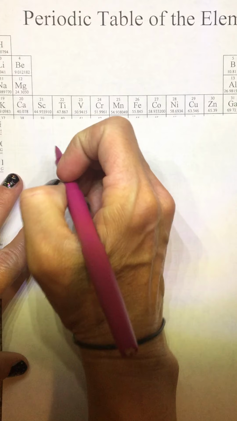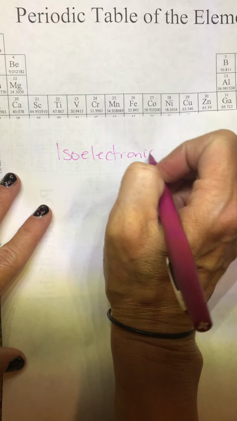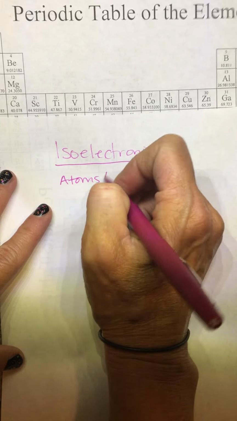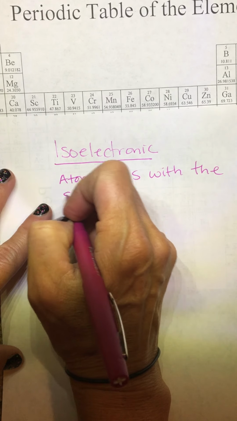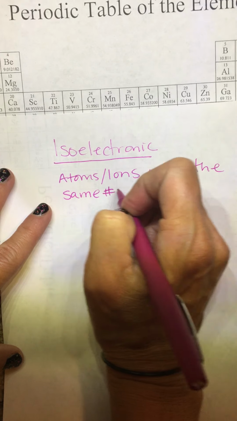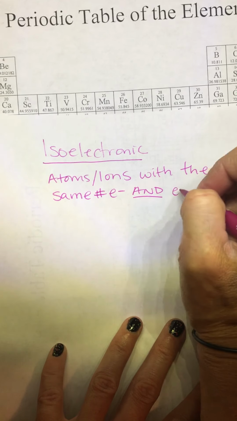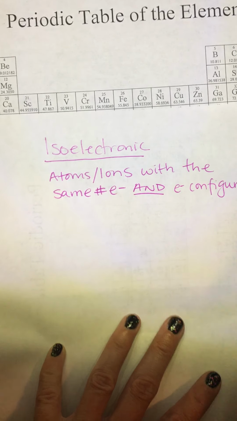So here is our periodic table, and I just want to do some isoelectronic examples. So again, isoelectronic, when we hear that word, that means atoms and ions with the same number of electrons and electron configuration, meaning their electrons are all located in the same orbitals for their entire electron address.